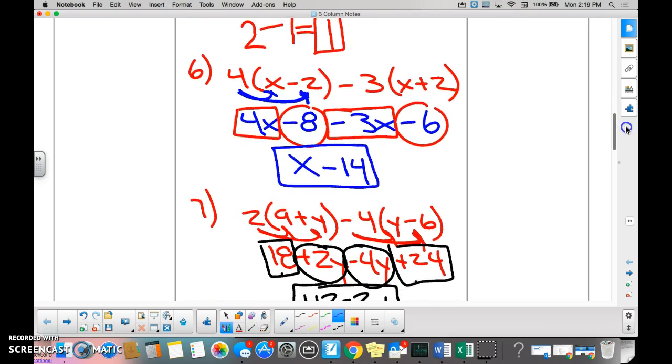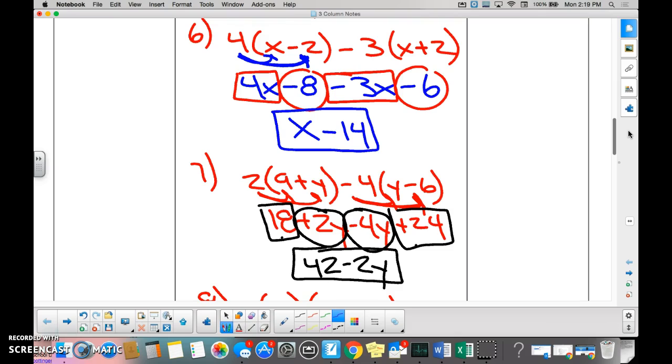Things got a little bit more complex down here on number 6 and number 7. Now we were distributing a couple times in each problem. The trick here was this, Bella. We did 4 times x and got what? 4x. Then we did 4 times negative 2 and got what? Negative 8. Then we took negative 3, not 3, but negative 3. What's negative 3 times x? Negative 3x. And what is negative 3 times 2? Negative 6, right, Bella?